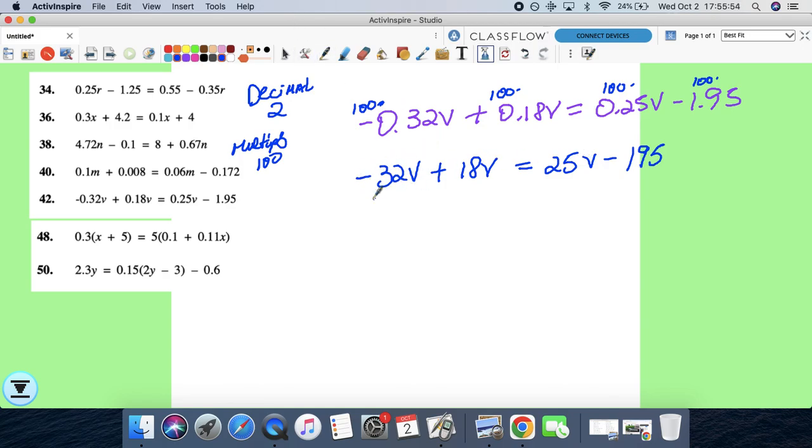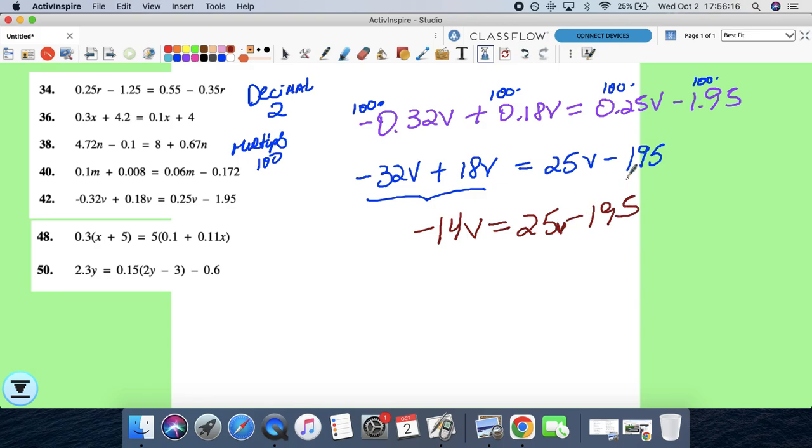No. Combine like terms, I can. I can combine these two fellas. Negative 32 and 18 should give me negative 14v equals 25v minus 195.